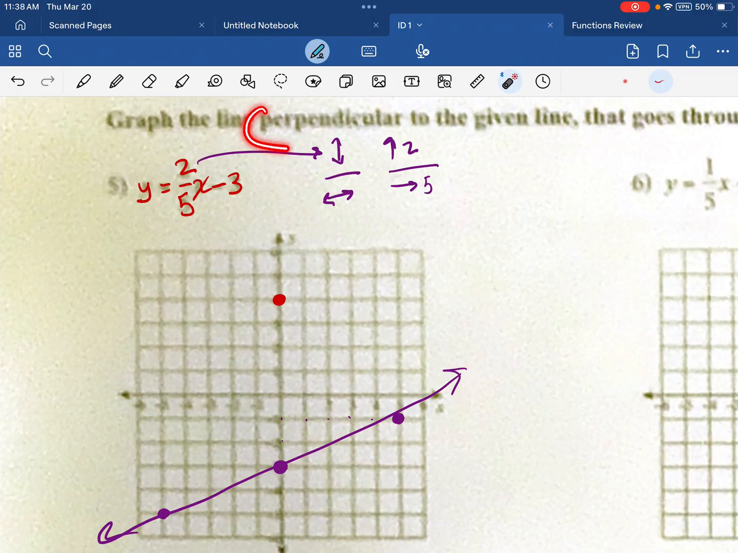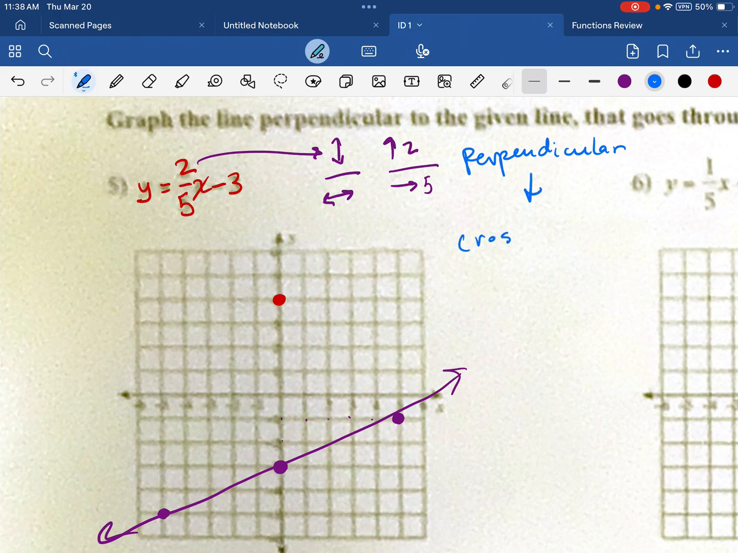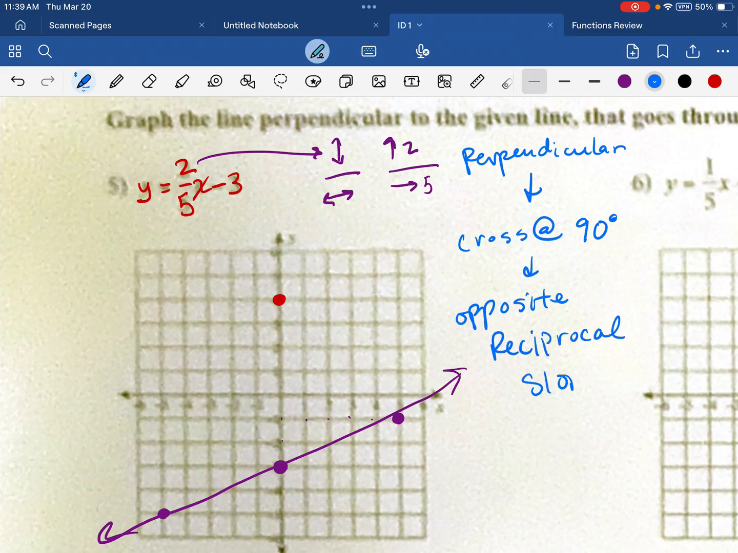Now I want to graph a line that's perpendicular to this line. Now, I know a couple things about perpendicular lines. Perpendicular lines cross at 90 degrees, and they have opposite reciprocal slopes.